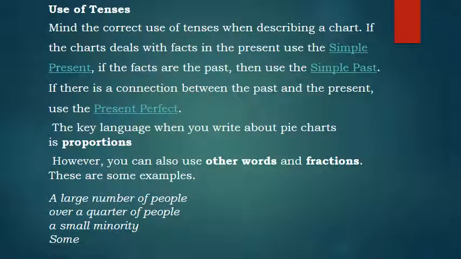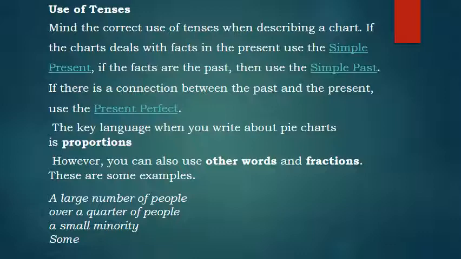Mind the correct use of tenses when describing a chart. If the chart deals with facts in the present, use the simple present. If the facts are in the past, then use the simple past. If there is a connection between the past and the present, use the present perfect.